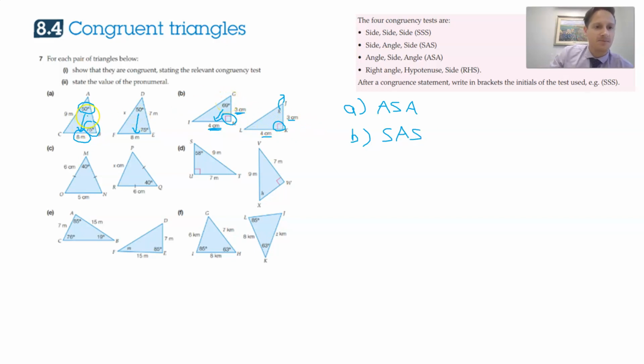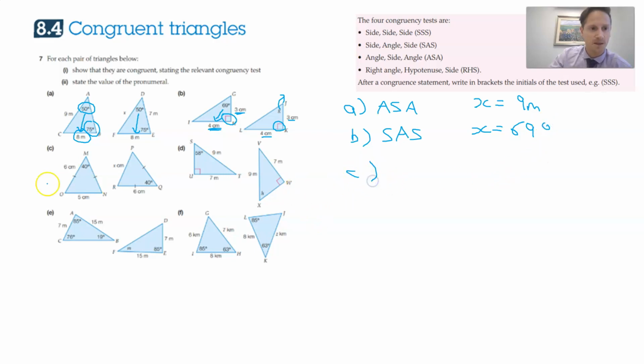I've just realized that part 2 says state the value of the pronumeral. So let's figure that out. The pronumeral for part A is X. Now that we've proved that they're congruent, we just match them up and they're mirror images of each other. So the X is going to be 9 meters. So X equals 9 meters. For this one here, we proved that they're congruent. This is the pronumeral, and that matches up with the 69 degrees. So that's going to be X equals 69 degrees.